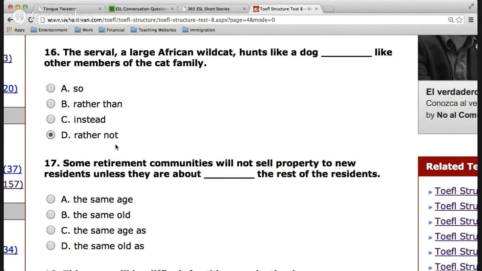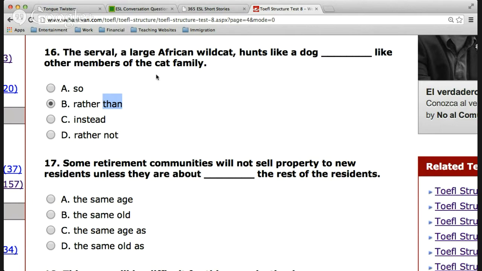If we take D, we need a verb for not, and a subject. Rather not would go with, like, I would rather not. It would go best with would. Here, since we're comparing, we would say rather than. So this is going to be our comparison word right here.